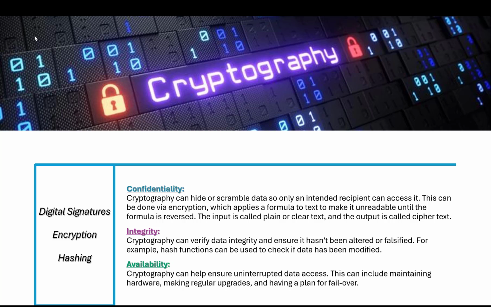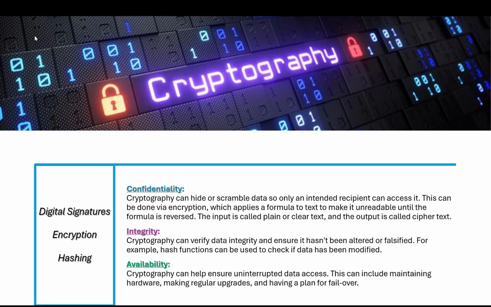Integrity, remember, integrity is the content has not been changed. So think about a safe. If I put something in a safe, when I go back and get it, I want the contents of that safe, no matter what it is, to be unchanged. Cryptography can verify the data integrity, making sure that nothing has been altered.